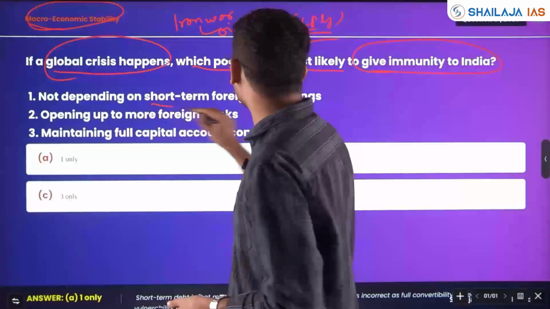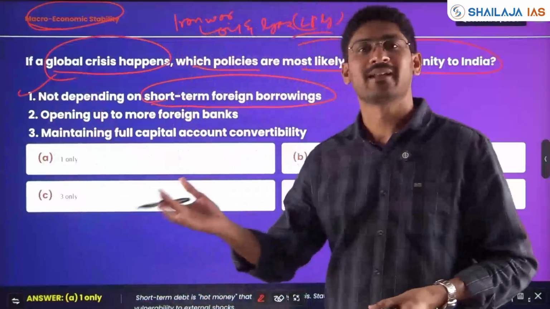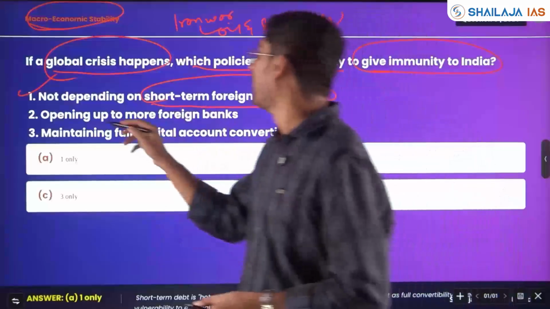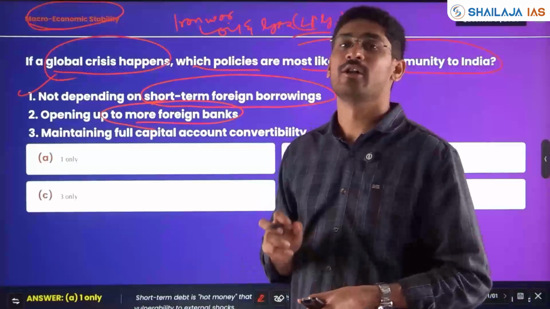Not depending on short-term foreign borrowings. Yes, they might take their money and fly away. Opening up to more foreign banks, exposure to more foreign banks, also is not good.